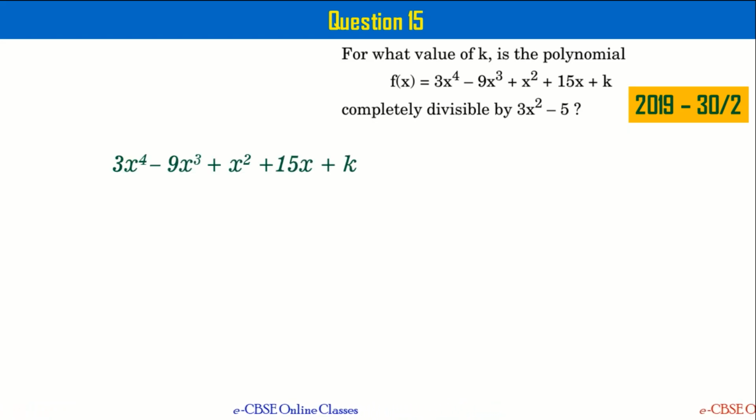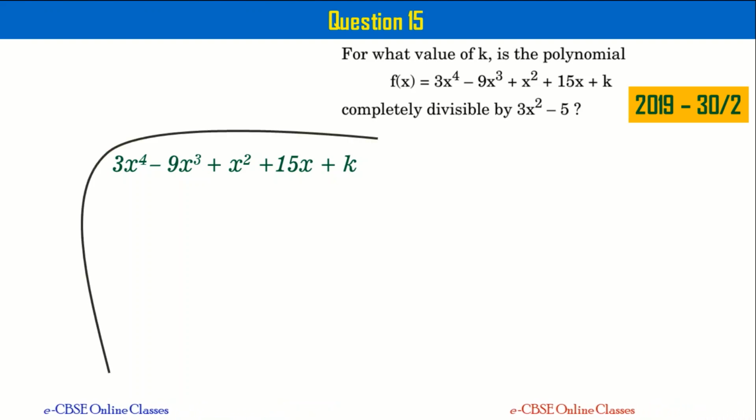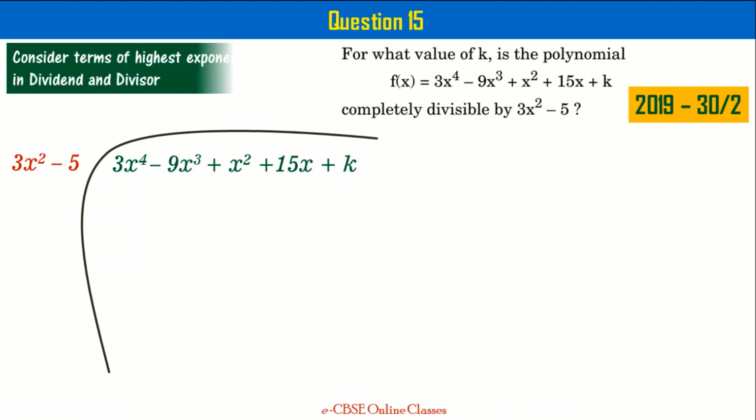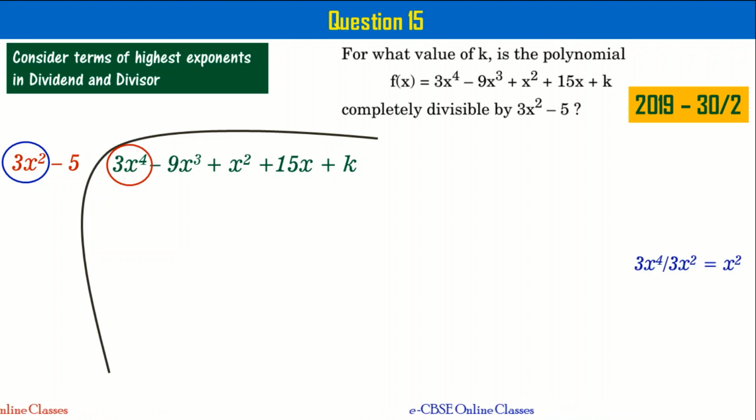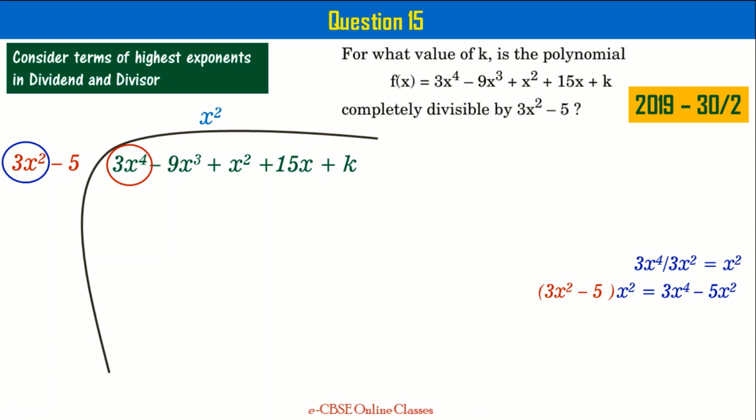Let me write f of x, that is dividend, and draw a line. And then 3x square minus 5 is my divisor. It goes on the other side. And first step is we have to consider terms of highest exponents. That is 3x power 4 on dividend side and 3x square on the divisor side. Let me now divide 3x power 4 with 3x square such that I get answer x square. That is going to go at the top of the line we have just drawn. And now the next step is, let me multiply divisor with x square.